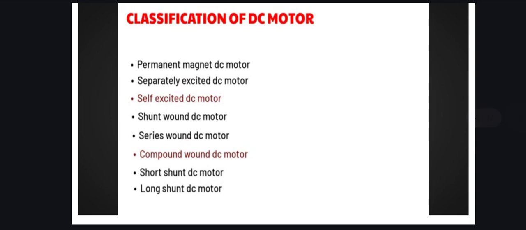Now let's see the classification of DC motor. Following is the classification of DC motor: permanent magnet DC motor, separately excited DC motor, self-excited DC motor, shunt wound DC motor, series DC motor, compound wound DC motor, short shunt DC motor and long shunt DC motor.